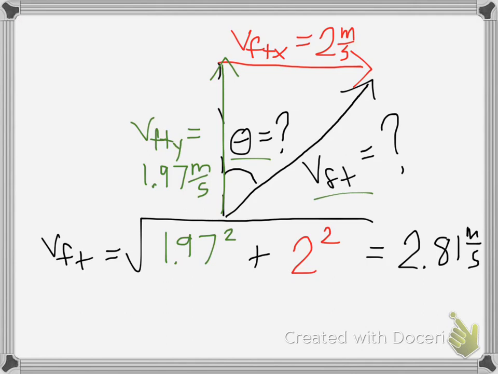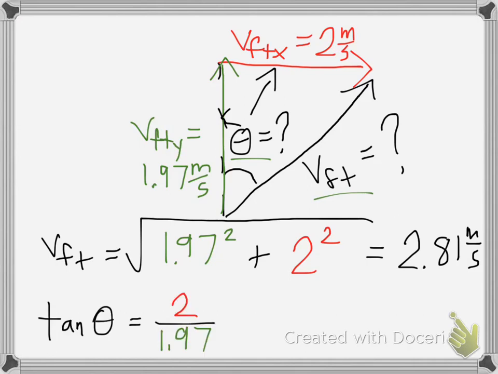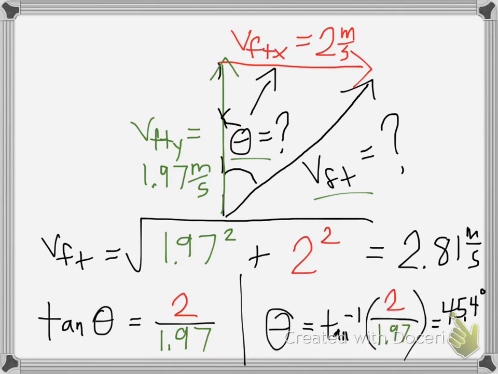To get the angle, I can just use some right triangle trig. The opposite side is 2. The adjacent side is 1.97, so I can slap a tangent onto that one, where the tangent of theta is opposite over adjacent. Now I just got to take an inverse tan, or an arctan, and I get about 45.4 degrees. So that's how conservation of momentum in 2 dimensions works. Cool.